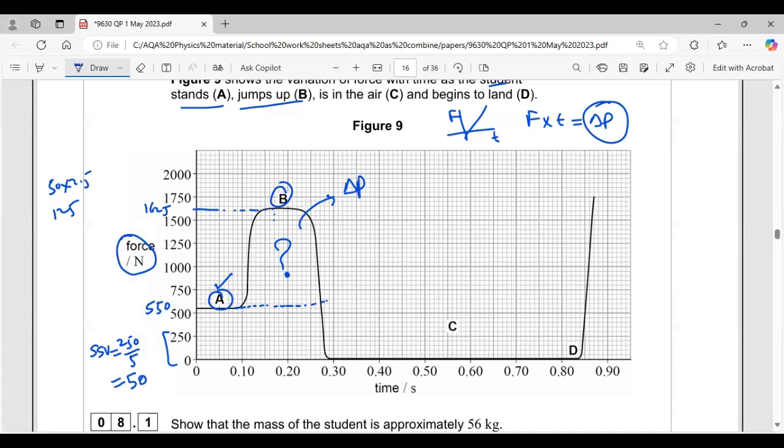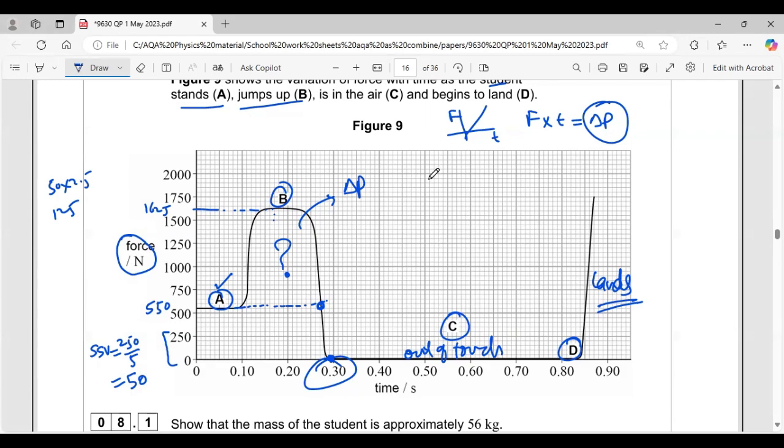Then the reading at C becomes 0. This means that she is completely out of touch now. She's in air. Till this point, she is getting out of touch, and here at 0.3 seconds, she's completely out of touch. And then at D, again, she begins to land. So as she's landing, she's applying force on the Newton meter, on the force-sensitive plate. That's why the reading is increasing.